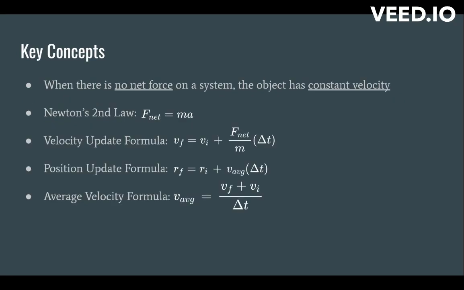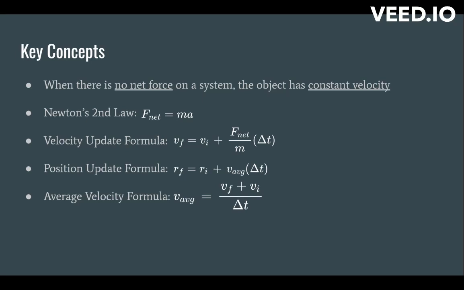Some of the key concepts for this lab are that when there is no net force on a system, that object has constant velocity. Newton's second law describes that the net force is equal to the object's mass times its acceleration. The velocity update formula says that our final velocity equals our initial velocity plus the net force divided by mass times the change in time.